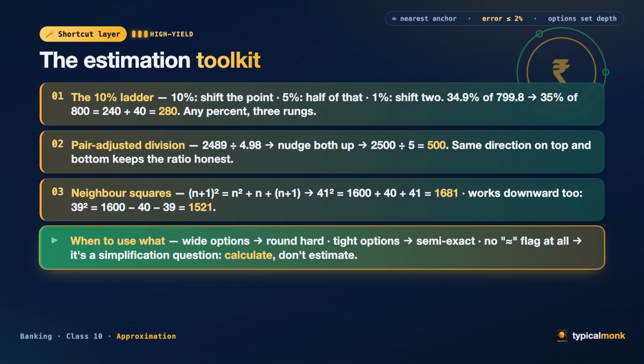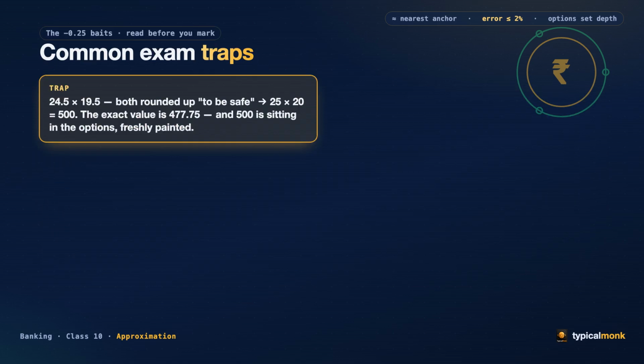And the master rule: which tool, when? Options far apart, round hard. Options tightly packed, stay semi-exact. And if there is no approximately flag at all, it is a simplification question. Calculate, do not estimate. Now the traps the examiner has worked hardest on.